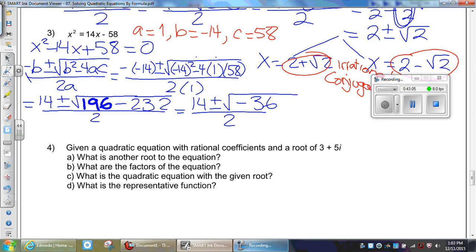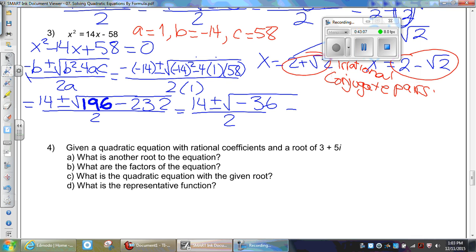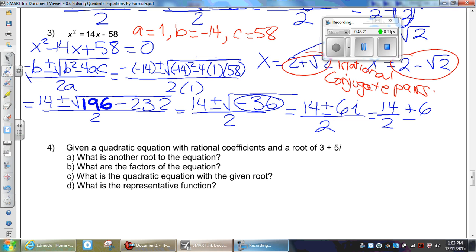Remember, everything is still divided by 2. So here, 14, I'm going to simplify the square root of negative 36. So as we've seen before, that is going to turn into 6i. Everything divided by 2. So here we will have 14 divided by 2 plus minus 6 over 2 times i. And that will give us that x is equal to 7 plus minus 3i.